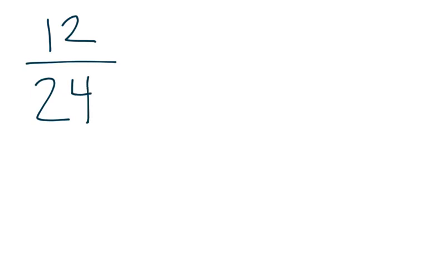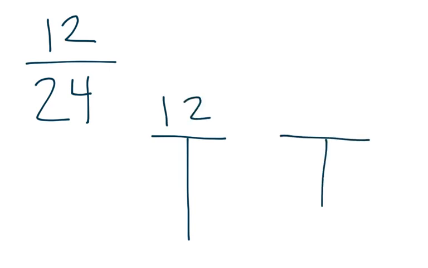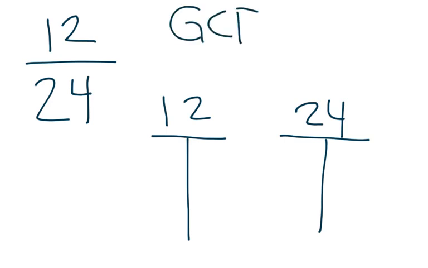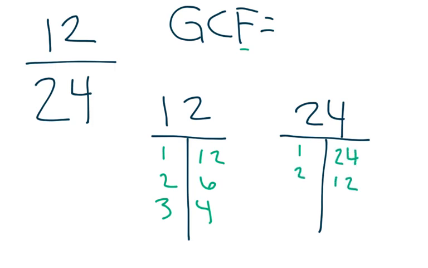Alright, so our next problem you had was 12 over 24. Okay, and so I had to find my GCF, so I had to do 12 and 24. Let me write GCF down here so I don't forget. And then I'm going to list all those factors. So we've done 12 a lot. So 1 times 12, 2 times 6, 3 times 4. And then for 24, I would do 1 and 24, 2 and 12, 3 and 8, 4 and 6. Nothing with 5, and then I'm back at 6.